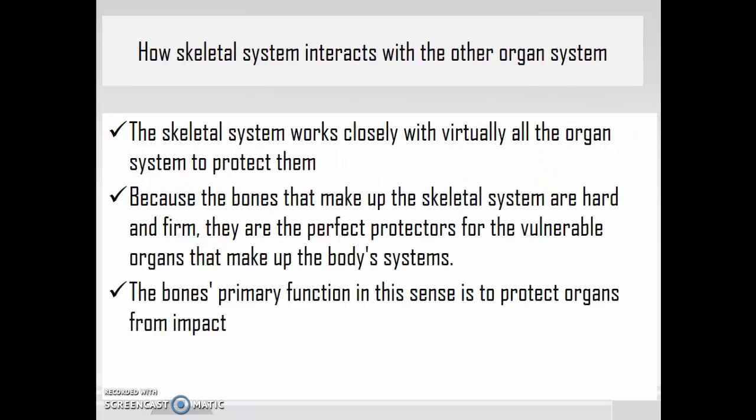Now we're going to learn how the skeletal system interacts with the other organ systems. Virtually, it interacts with all the organ systems to protect them, right? Because the bones that make up the skeletal system are hard and firm. They are the perfect protectors for the vulnerable organs that make up the body systems. The bone's primary function, in this sense, is to protect organs from impact.